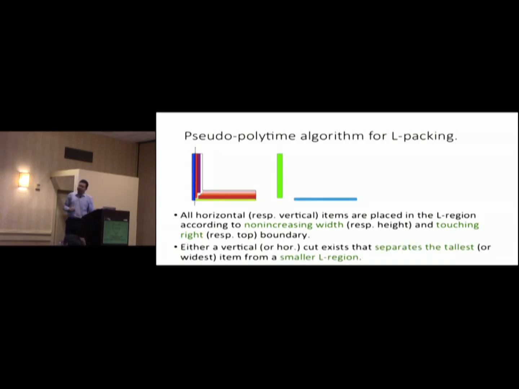And if this happens, then we can find either a vertical cut which separates the tallest item from a smaller L region, or we can find a horizontal cut which will separate the widest item from a smaller L region. So we can easily get a smaller subproblem, and as these cuts can take order k possible positions, using dynamic programming you can get the optimal solution in time polynomial in k and n. So this gives a pseudo-polynomial time algorithm.